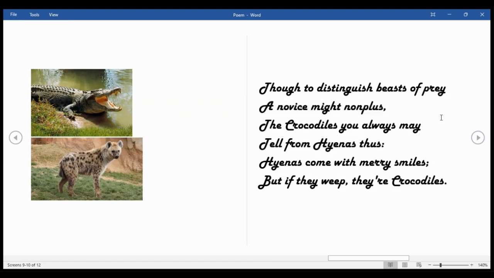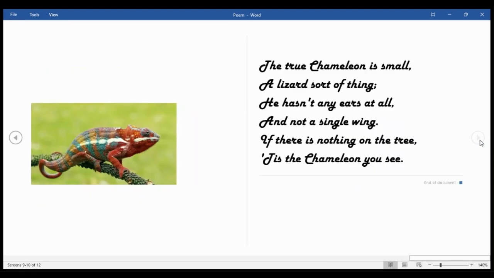We also have inversion. So instead of saying, thus you may tell a crocodile from a hyena, the sentence is inverted. So that is inversion. So crocodile you always may, tell from hyena thus. The next stanza has alliteration, where the H sound is repeated and he hasn't any ears at all. There's also consonance. Now, consonance is repetition of consonant sounds in consecutive words, but the sound may not be in the beginning of the word. So it is unlike alliteration. In the last line, if you see single wing, so the sound made by G here is repeated. So that is consonance. So those are the literary devices.